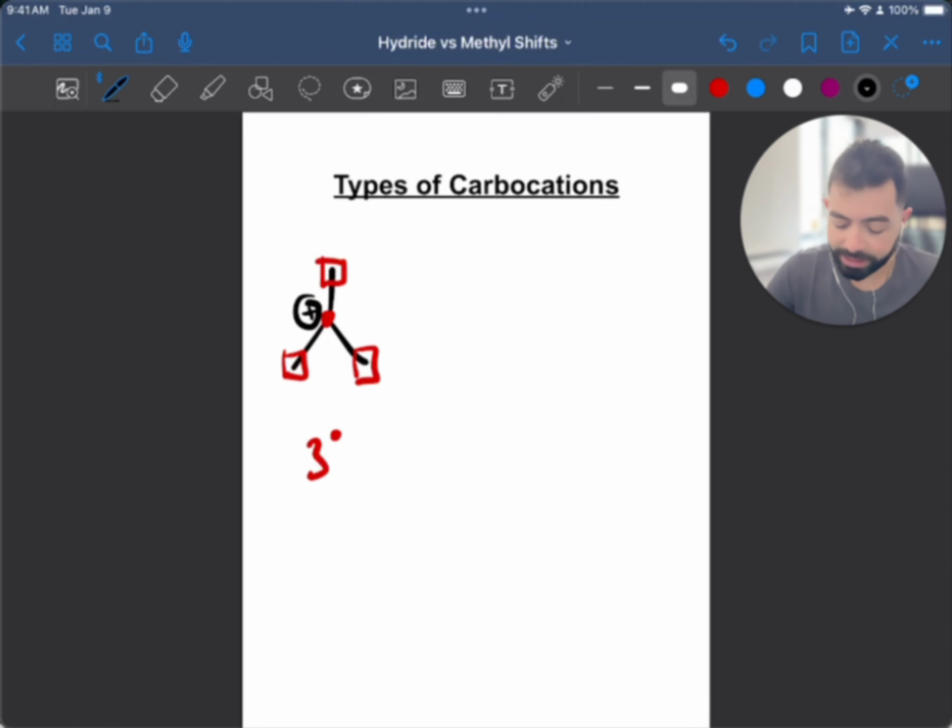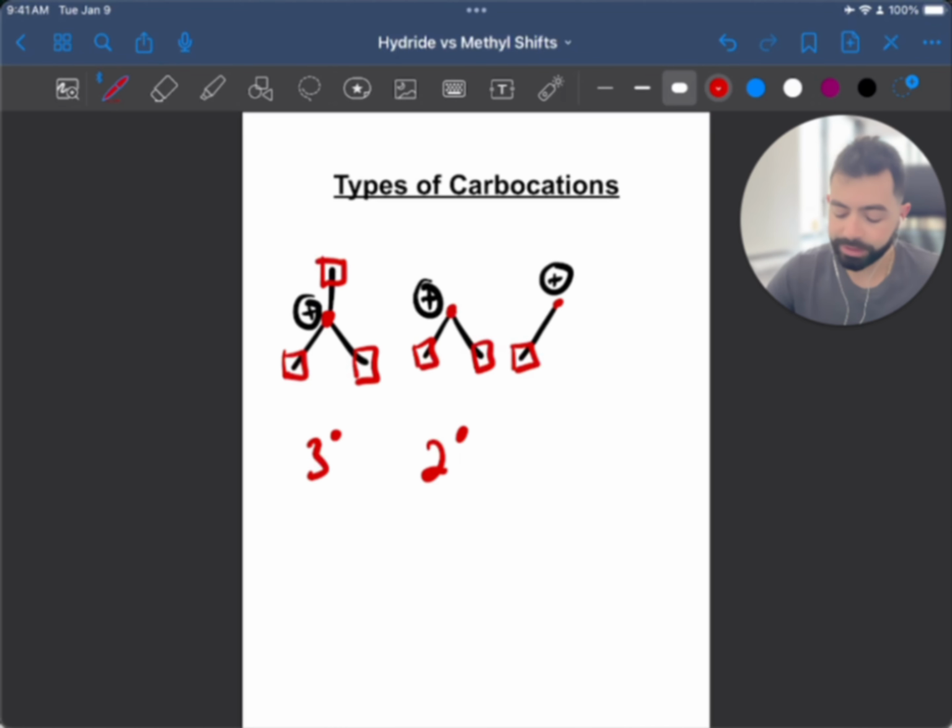The next type of carbocation is when you have a carbon with a positive charge, and that carbon is bonded to two other carbons. That is called a secondary carbocation. The next type of carbocation is when you have a carbon with a positive charge, and that carbon itself is bonded to only one other carbon, and this is called a primary carbocation. And then lastly, you can have a carbon with a positive charge, and that carbon is not bonded to any other carbon. So you can see here that this carbon is not bonded to any other carbons, and this type of carbocation is called a methyl carbocation.